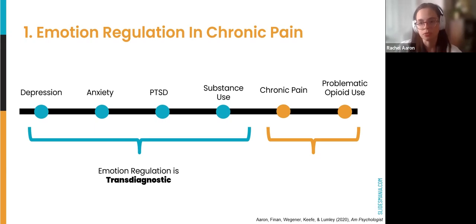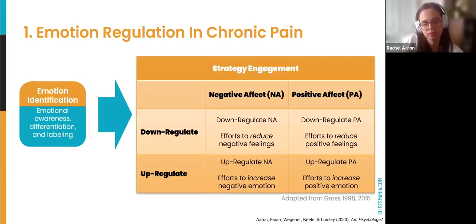So the premise of this review that I'm going to show you was to extend this model to see, could emotion regulation also be a transdiagnostic factor that helps us understand chronic pain and problematic opioid use? So this is the model that we pulled in from the broader emotion regulation field and adapted for pain. I'll walk you through this here.